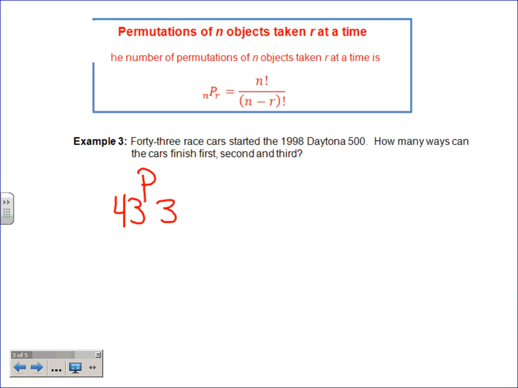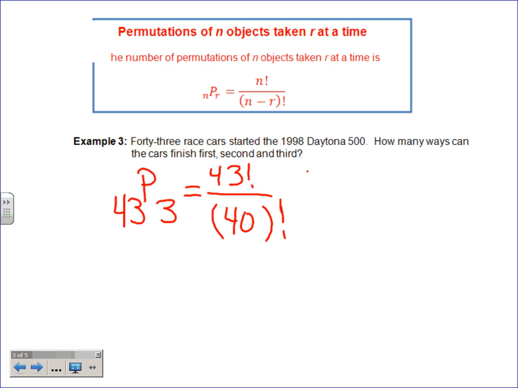Now, in here, does order matter? Yes, because I want first, second, and third. So order does matter. That's why it's a permutation. Okay? And so the nice thing is it does it for you. Well, let's go ahead and fill in this formula then. Here is 43 factorial on top. Then you have to take 43 minus whatever r is on the bottom. So that is 3. So the number on the bottom would be 40, right?